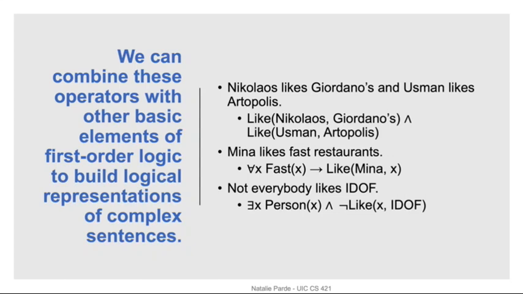To convert the sentence Mina likes fast restaurants to first-order logic, we could say that for all X where X is fast, the predicate Mina likes X is implied. Finally, to convert the sentence, not everybody likes IDOF, we could say that there exists a variable X, such that X is a person and X does not like IDOF.